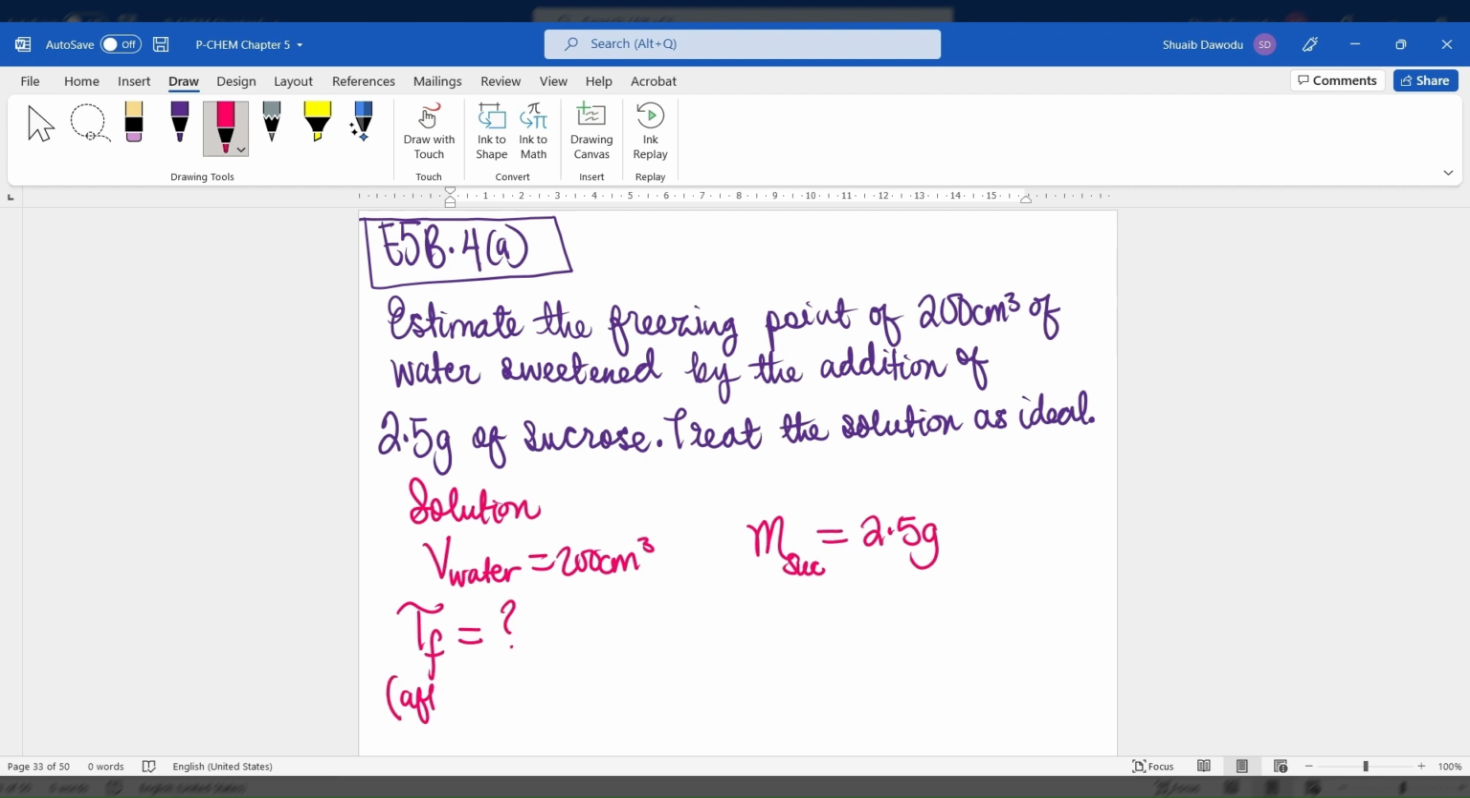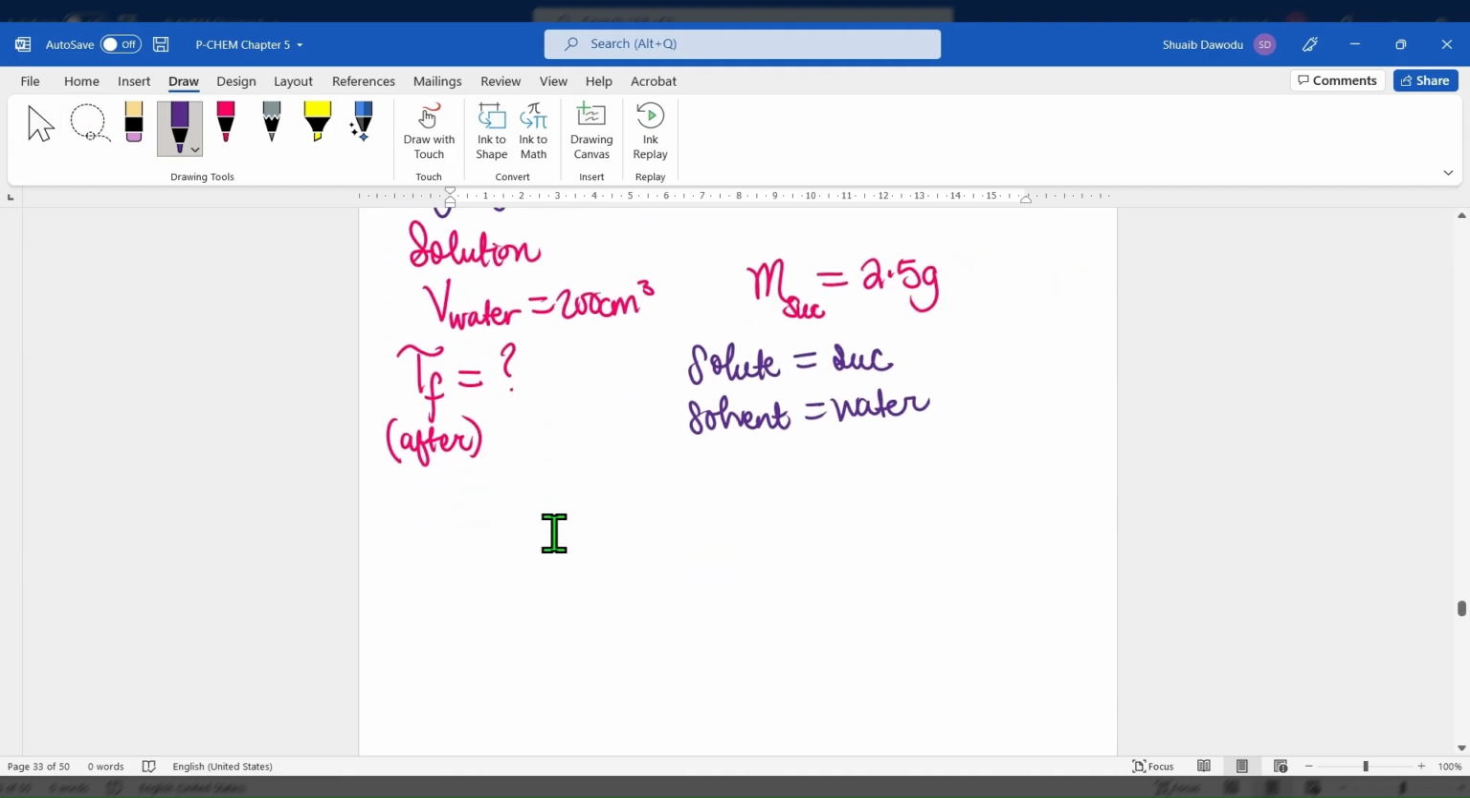So this is going to be the freezing point after mixing has occurred, because you have the freezing point of just water by itself, pure water, before it was sweetened. And then after sucrose has been added, we have the freezing point of the solution after the addition of sucrose to the water solvent. I want to highlight something that will be very important in this question. We have a solute here, and that solute is sucrose, and then we have the solvent, which is simply water. So the solute is sucrose, which we denote as SUC, and the solvent is water. You see the reason why I'm writing this out in a couple of more steps.